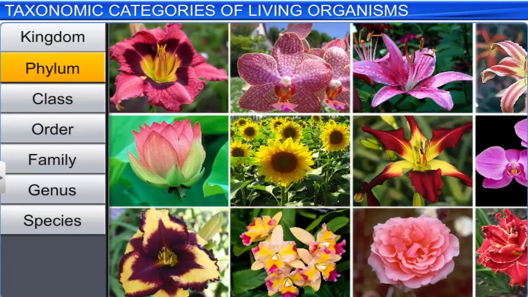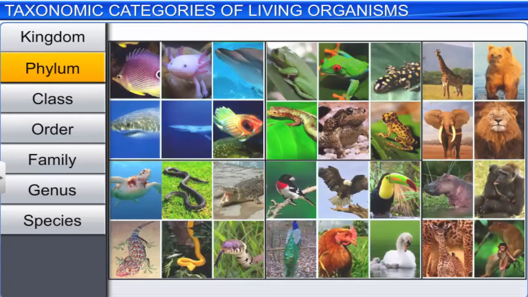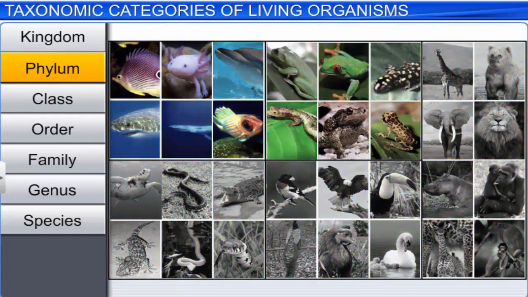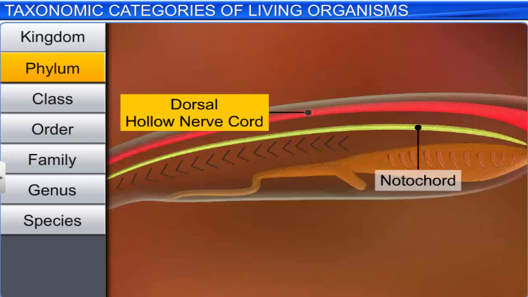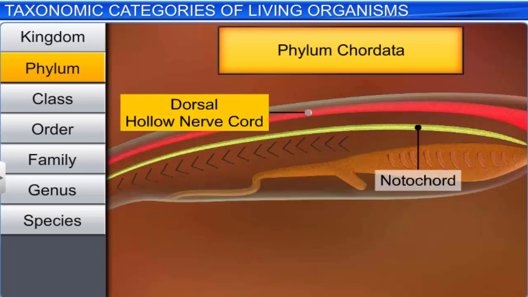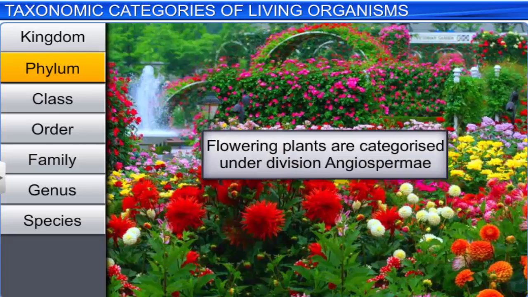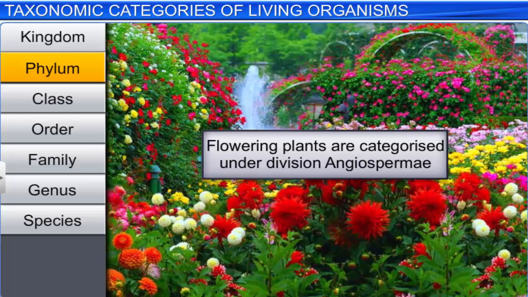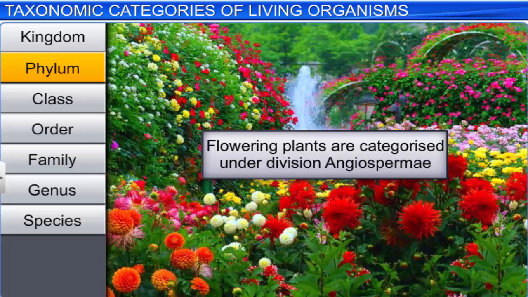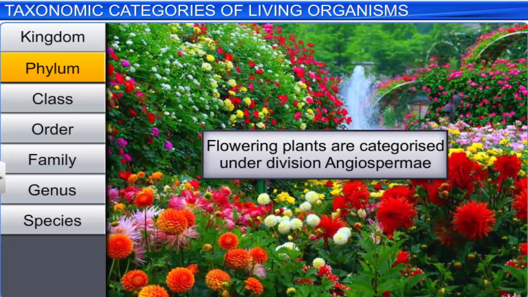Phylum or division is the next category. Animals like fishes, amphibians, reptiles, birds, and mammals have common features like the presence of notochord and a dorsal hollow neural system, and are thus categorized as phylum Chordata. Similarly, all flowering plants are categorized under the division Angiospermae or Magnoliophyta.